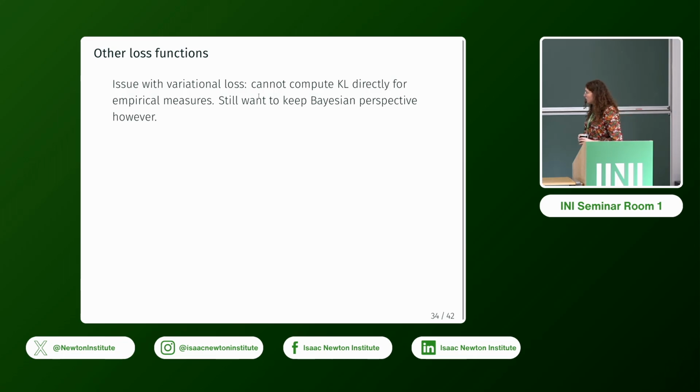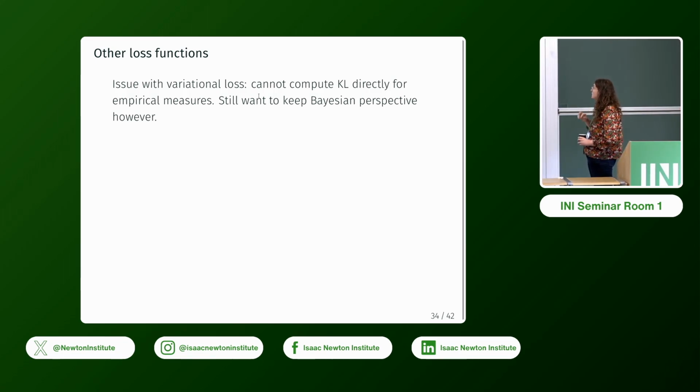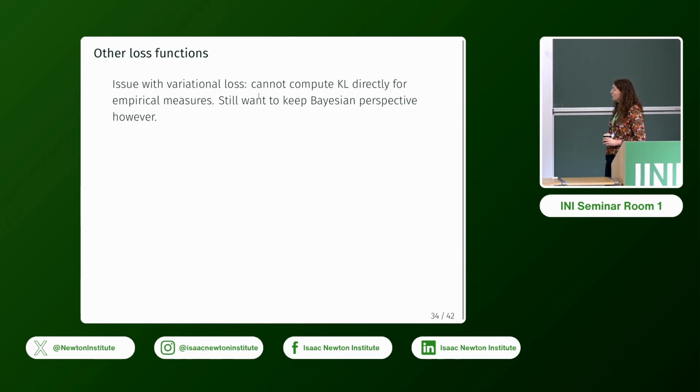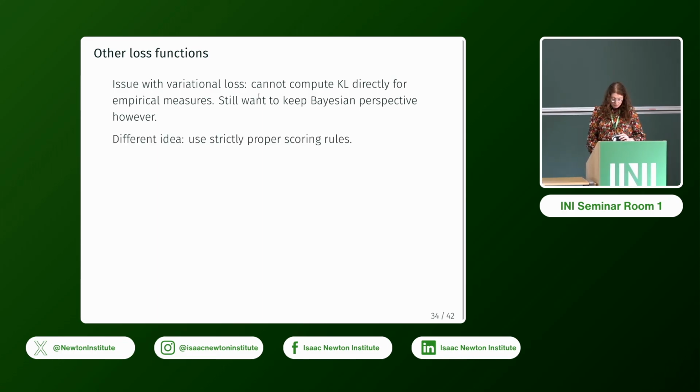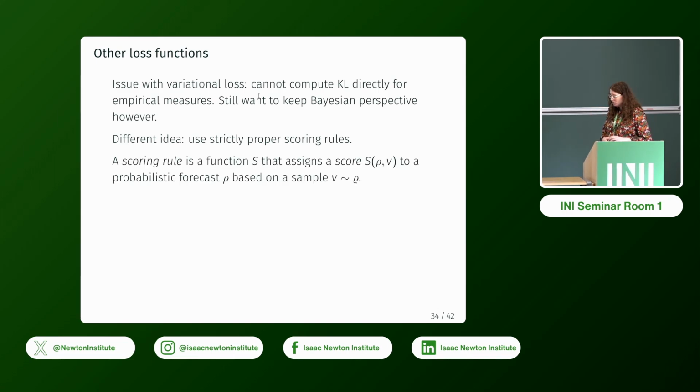Okay, so like I said, we have some issues with this variational loss. We can't compute it directly for empirical measures, and this becomes an issue if we go to high dimensions, because then we have to fit a Gaussian in high dimensions, which becomes intractable. But we still want to keep the Bayesian perspective. So what we can do is use strictly proper scoring rules.